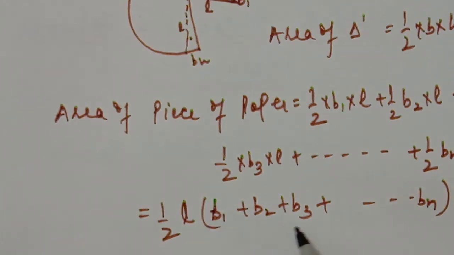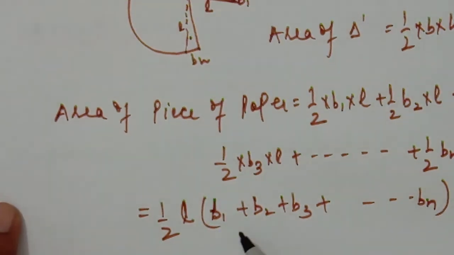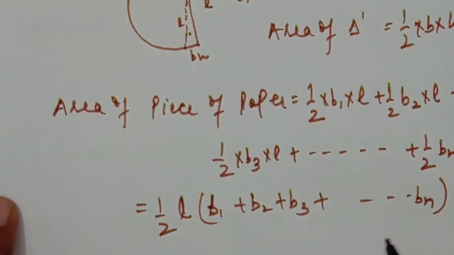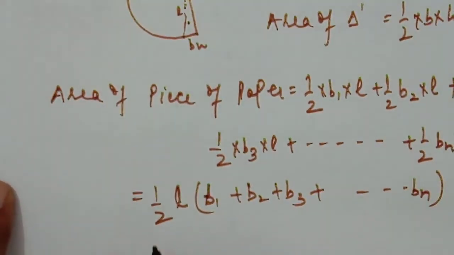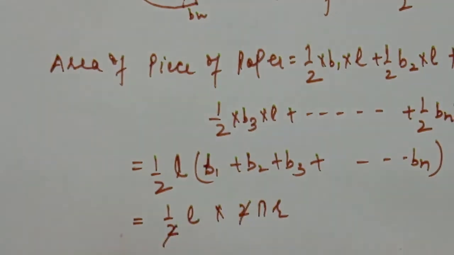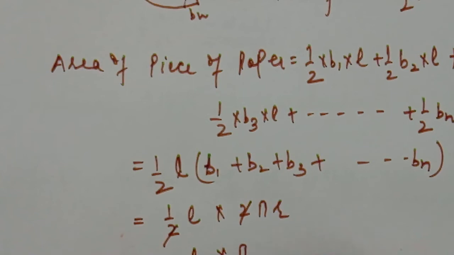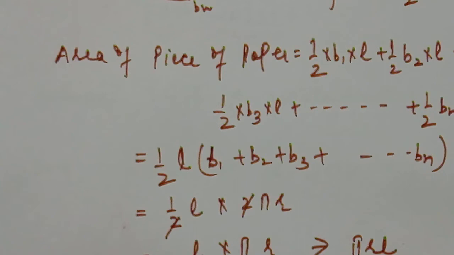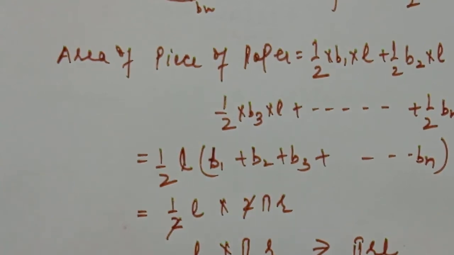See, when we add all the bases, we know that it is the circumference of the circle, the length of the entire boundary. So it is half into L into 2 pi r, where 2 pi r is the circumference of the circle. The 2 and half will cancel out, so it is L into pi r, which is pi r L. This is the curved surface area of the cone.